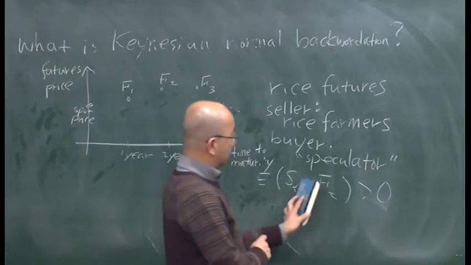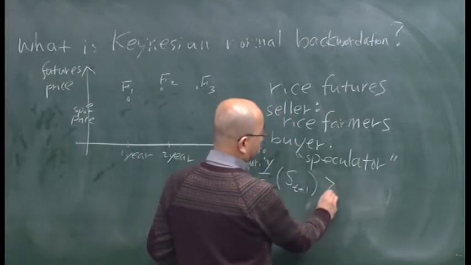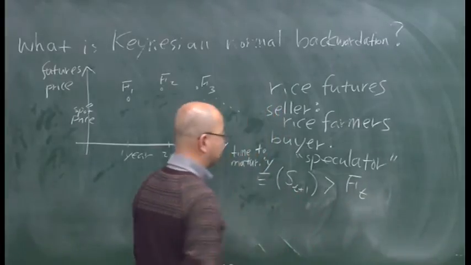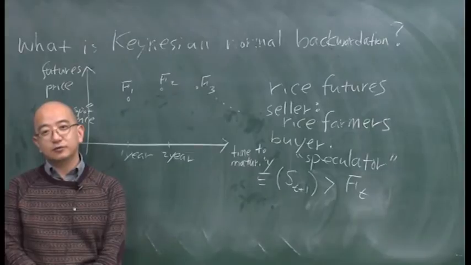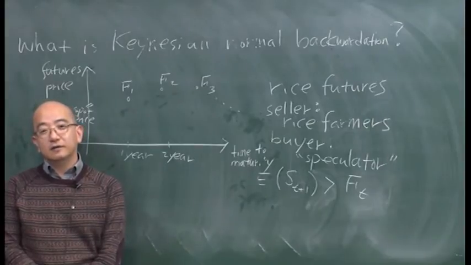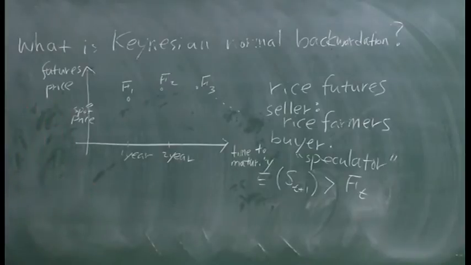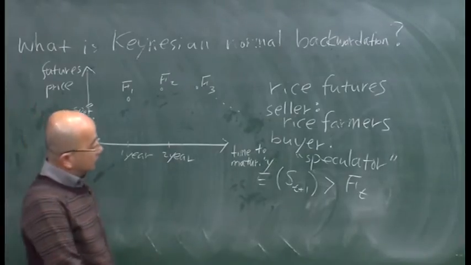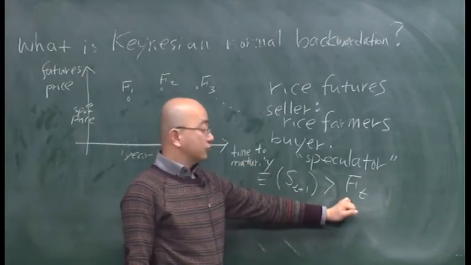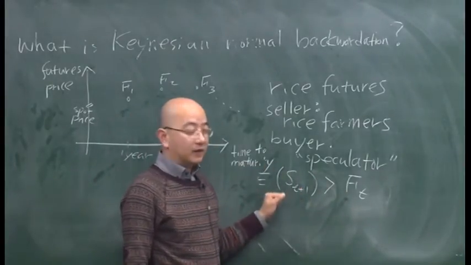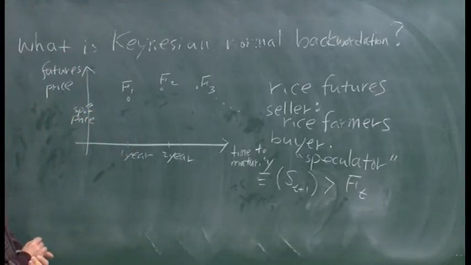So if you move the F term to the other side, this is the general relationship Keynes suggested should be applicable in certain commodity futures markets. That is, the futures price should be lower than the expected spot price.